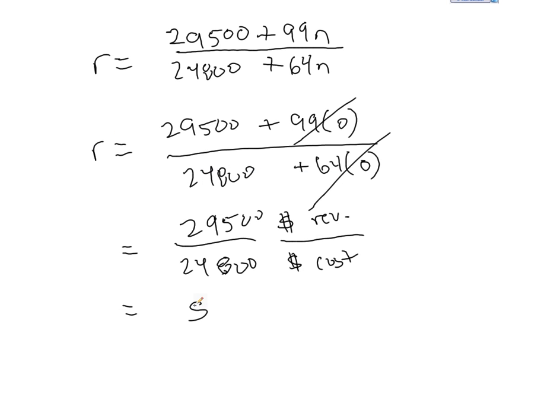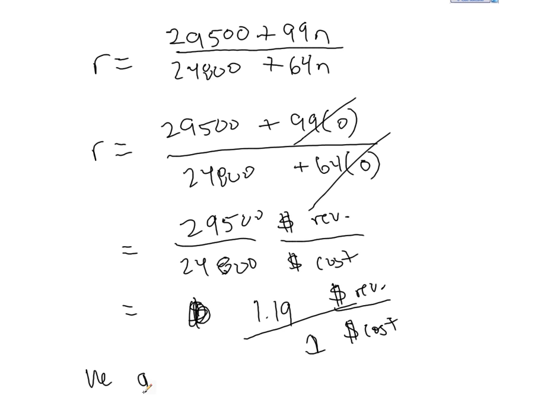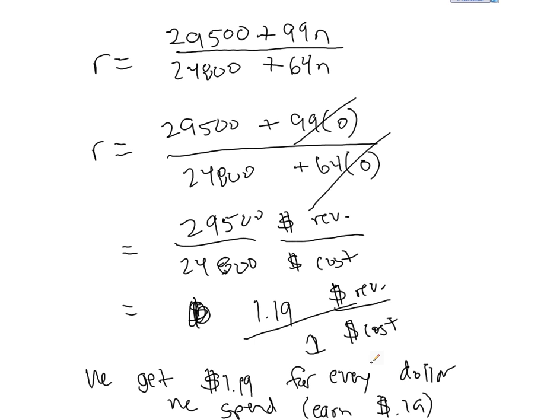I get about 1.19 dollars of revenue for every dollar of cost. So if I'm producing that many chairs, then if I spend a dollar in costs, I should earn $1.19 in revenues. So what does that mean? Well, that means my profit is going to be 19 cents on every dollar that I spend. So we get $1.19 for every dollar we spend, so we really earn 19 cents. So what's happening to that ratio?